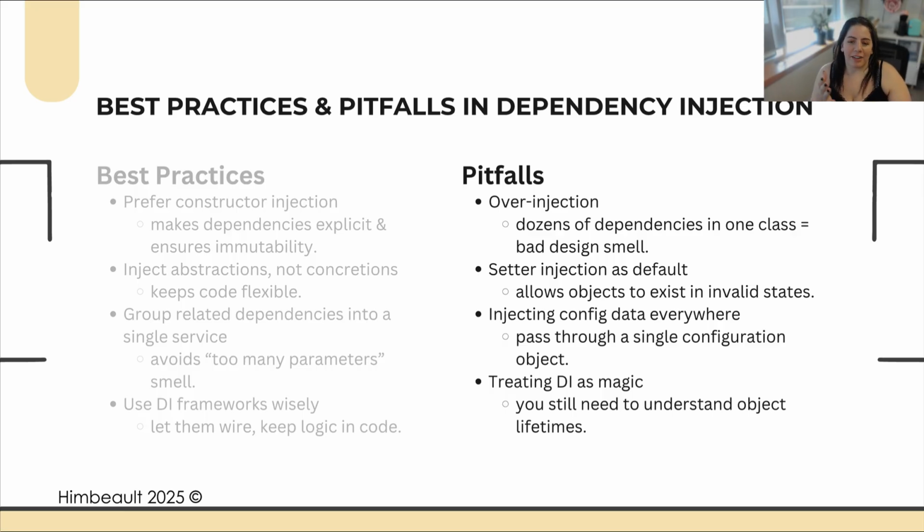The next one is injecting config data everywhere. We want to make sure that we're not effectively over-injecting, right? We kind of already said that. We want to pass through a single configuration object, get everything nice and wired and set up. We don't want this to become something that we lean on too heavily. And then lastly is treating dependency injection as magic, right? We still need to understand object lifetimes, the life cycle of our data, the memory representation and how long things are alive, right? Their lifespan. It's not magic. We do want to make sure we really understand it so that we can use it most effectively.